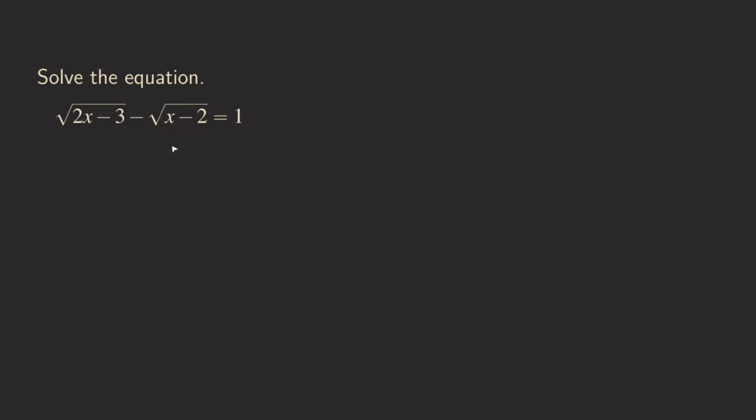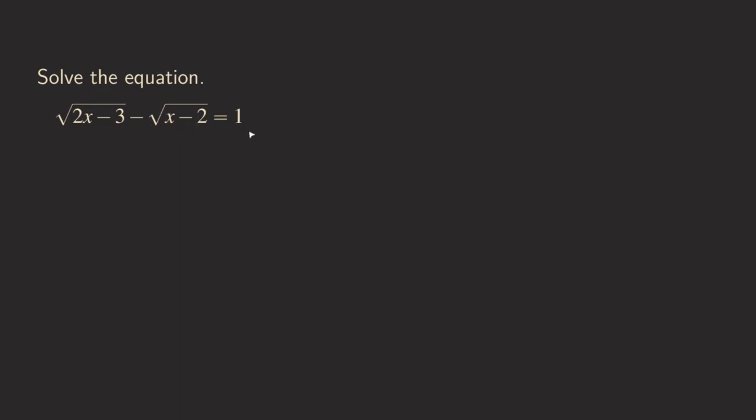Hello everyone, I want to continue to talk about solving equations with radicals. This time we have two square roots in the equation. Following the same idea from my previous video, we are going to first try to isolate one of the radicals. It doesn't matter which one we isolate. So I'm just going to pick the first one, and then I'm going to move the second one to the other side of the equation.